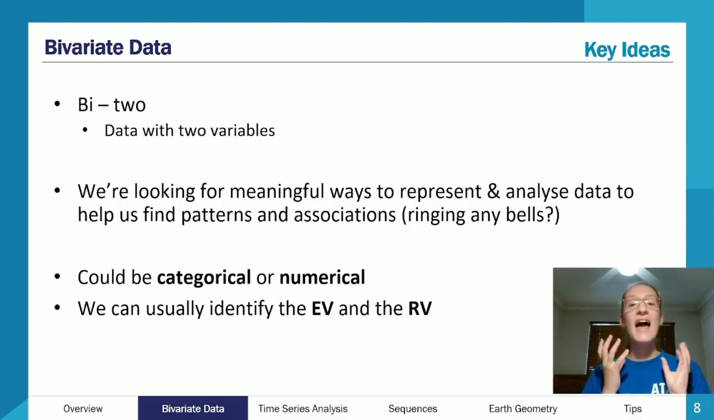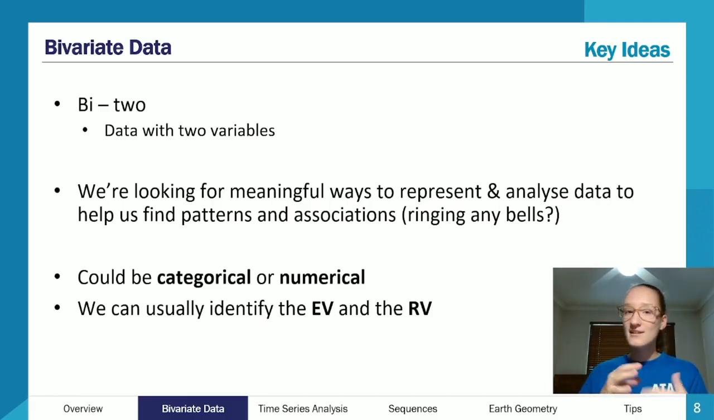And because we have these two different variables that we're looking at, which we don't have when we were only looking at univariate data in year 11, units 1 and 2. But now that we do have bivariate data and we're looking at data that concerns two separate variables, we're looking for meaningful ways to represent this data so that then we can analyze it and see if there's any patterns and relationships that we can find.